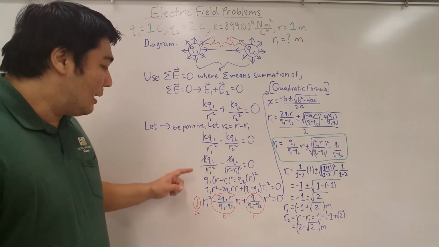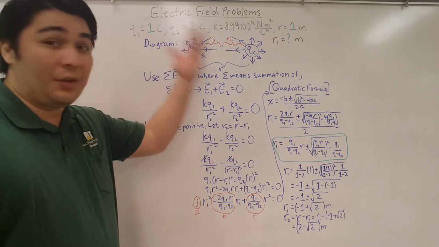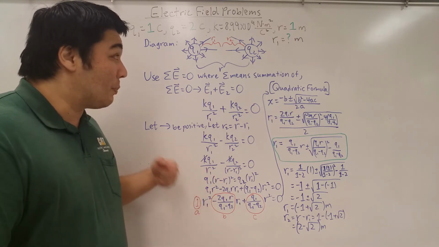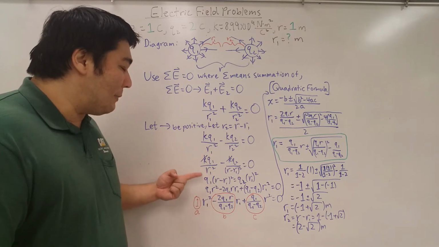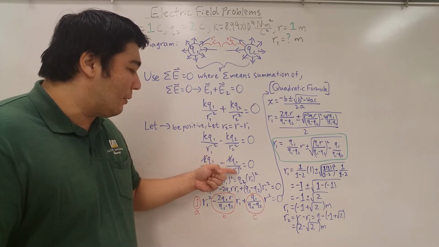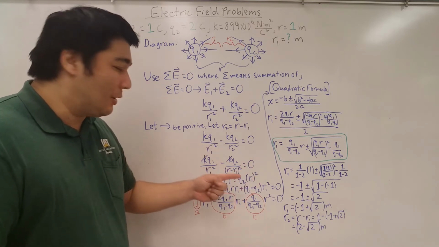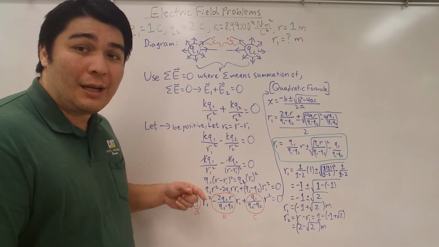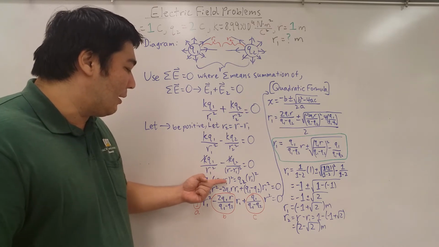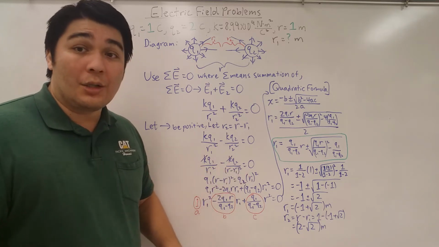Now, to save some space, because as you can see this is a pretty filled up board, I skipped a couple of steps. What I did was I added q2 over R minus R1 quantity squared to both sides of the equation, and then I cross multiplied to get rid of this fraction, but the result was I got q1 times quantity R minus R1 quantity squared equals q2 times R1 squared.